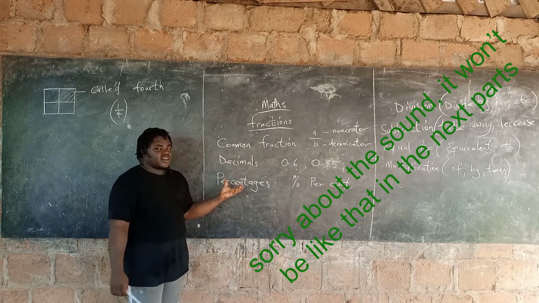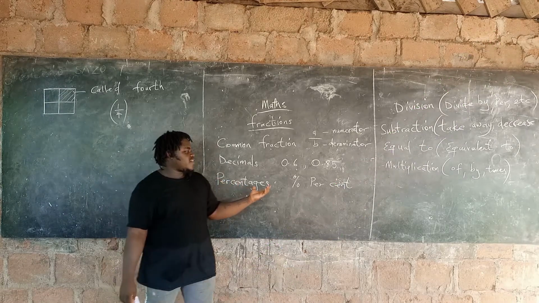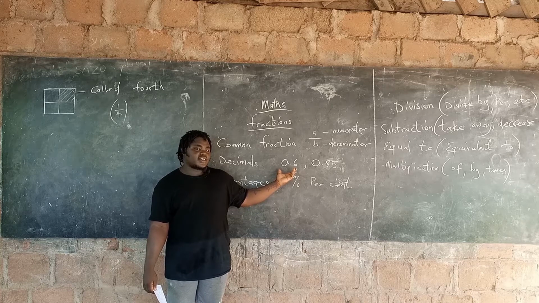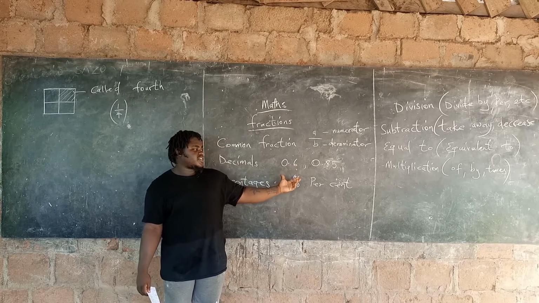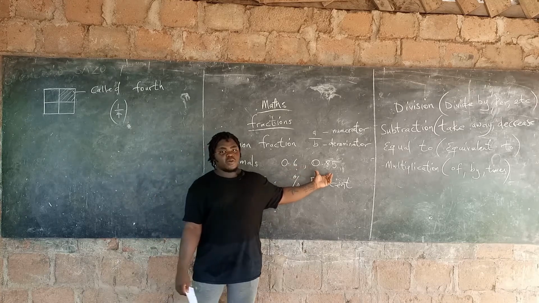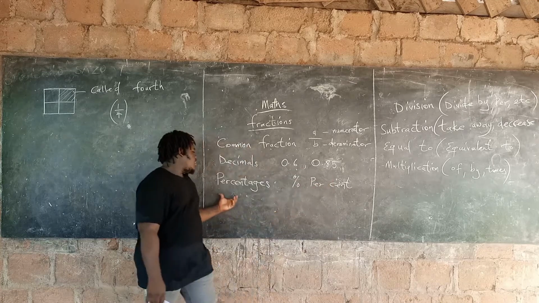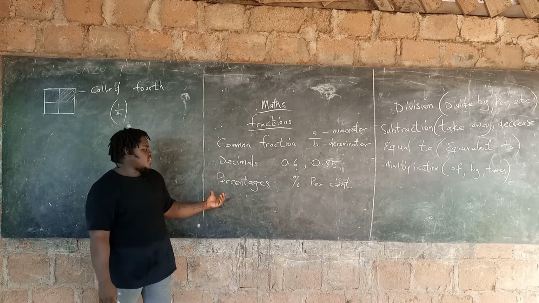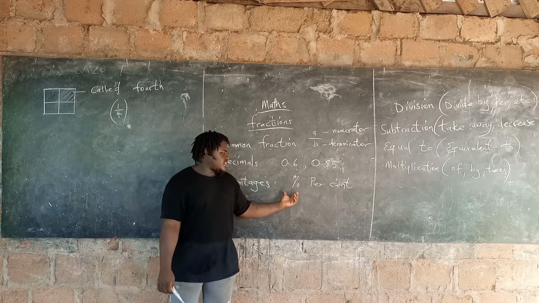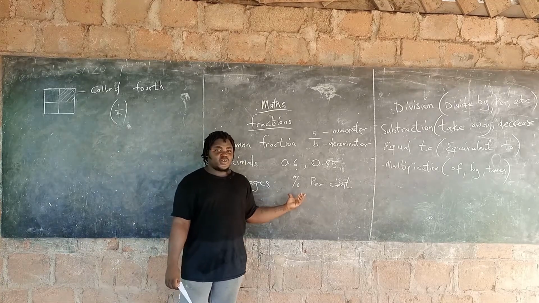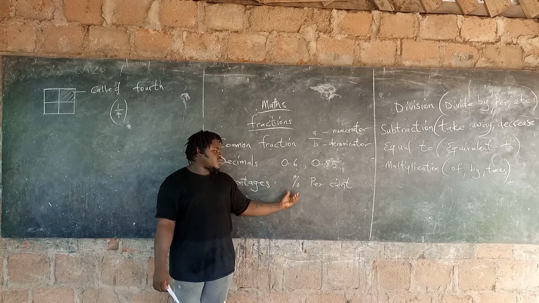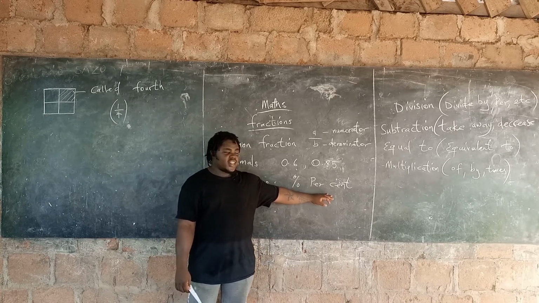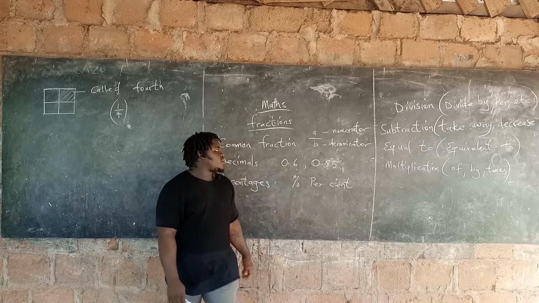And then decimals. With the decimals, we have decimal points in them. So like the one we can see here, 0.6, and this one 0.85. What about a percentage? We have this. Whenever you hear the word percentage, you will see this sign, or you will hear this word in it, percent. Good.